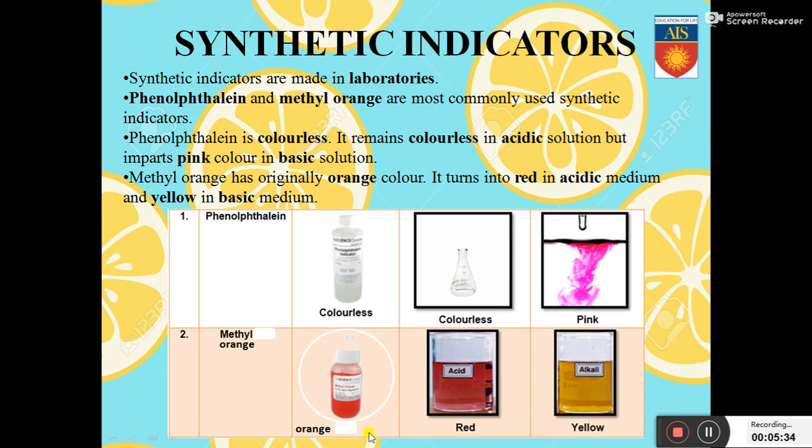I have given a pictorial view so that you can understand well. Phenolphthalein is actually colorless. It is colorless in acidic medium, but in basic medium it turns pink in color. And methyl orange is orange in color. It turns red in acidic medium and yellow in basic medium.